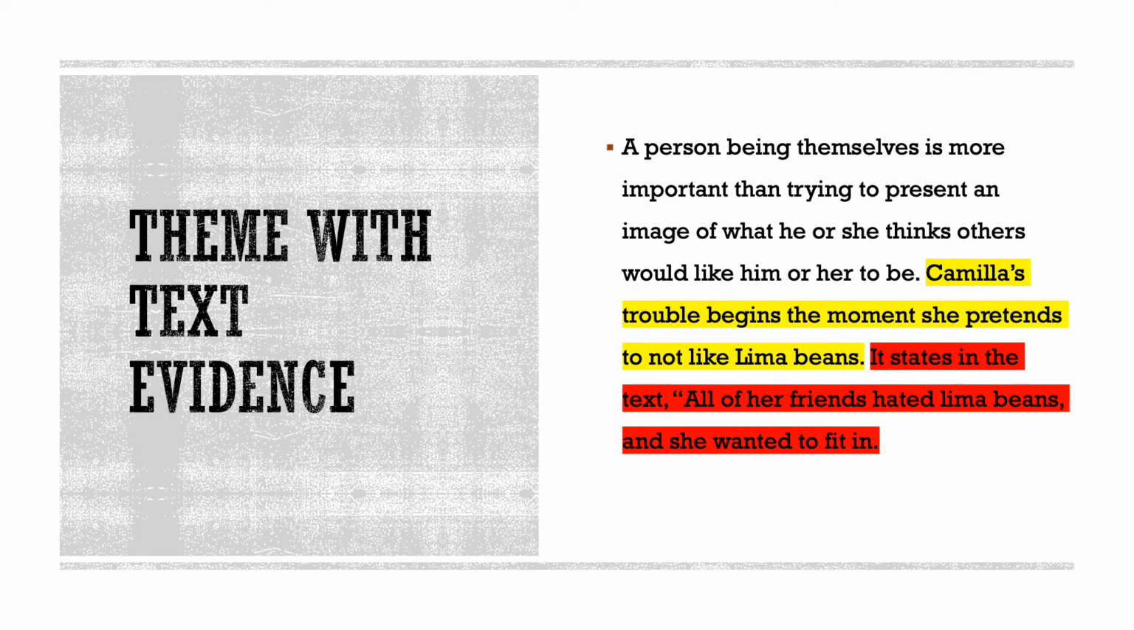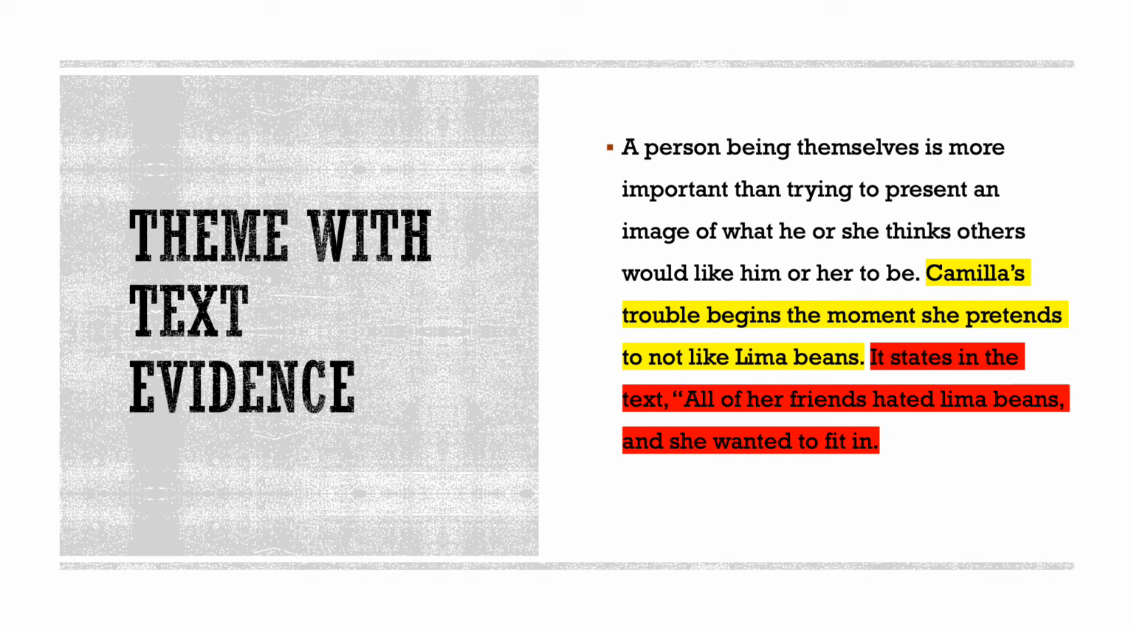Theme with text evidence. A person being themselves is more important than trying to present an image of what he or she thinks others would like him or her to be. Camilla's trouble begins the moment she pretends to not like lima beans. It states in the text, "all of her friends hated lima beans, and she wanted to fit in."